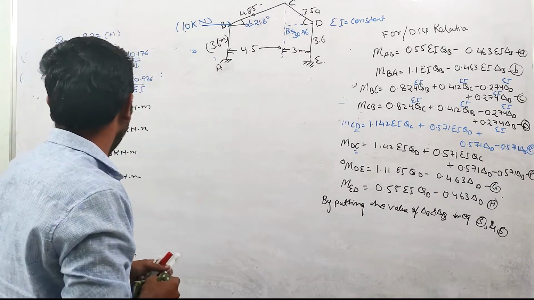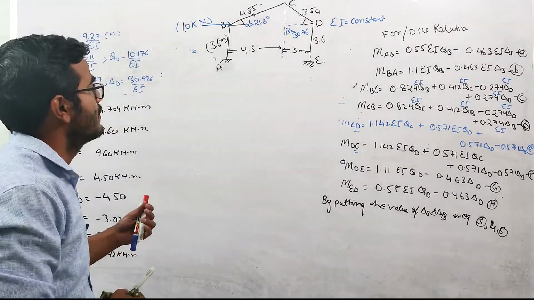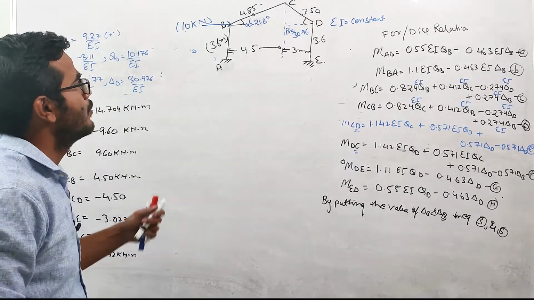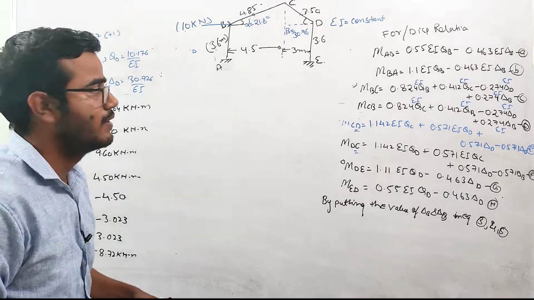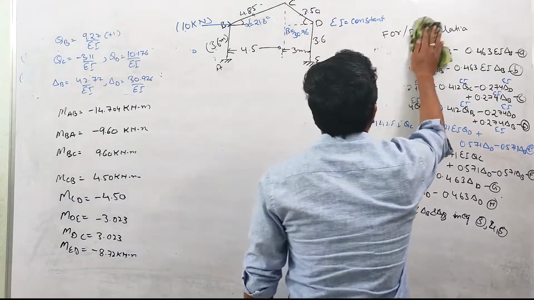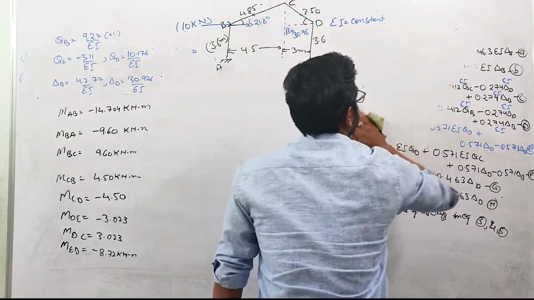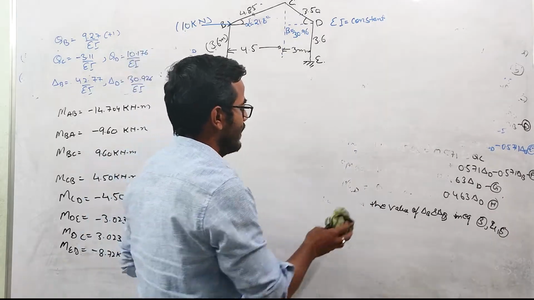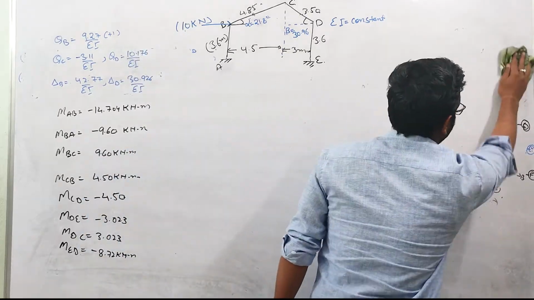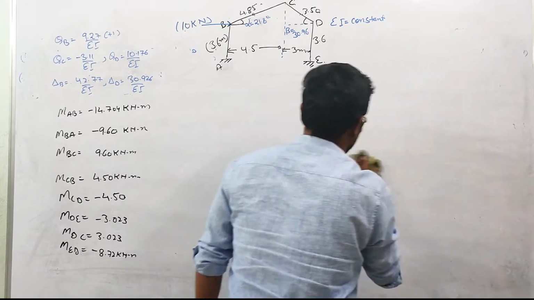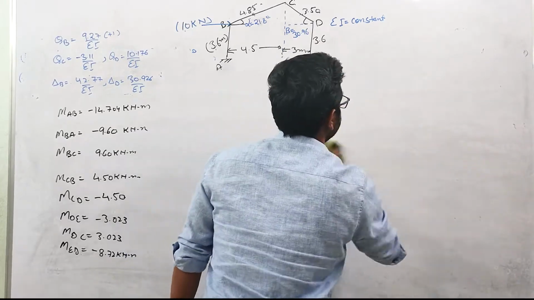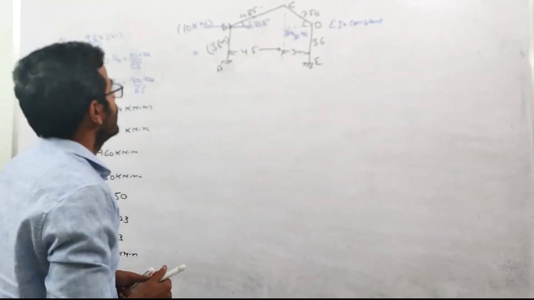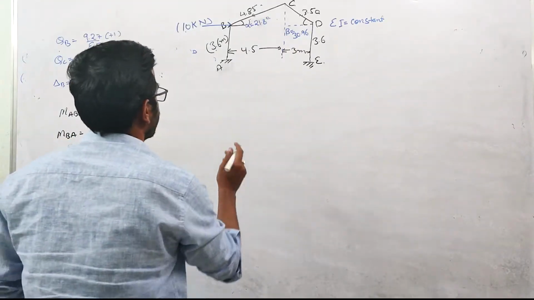Now let us draw the shear force diagram and the bending moment diagram for this frame. That is the ultimate and important part, because we need to design each member for maximum shear force and maximum bending moment. So let us first come to this member AB.